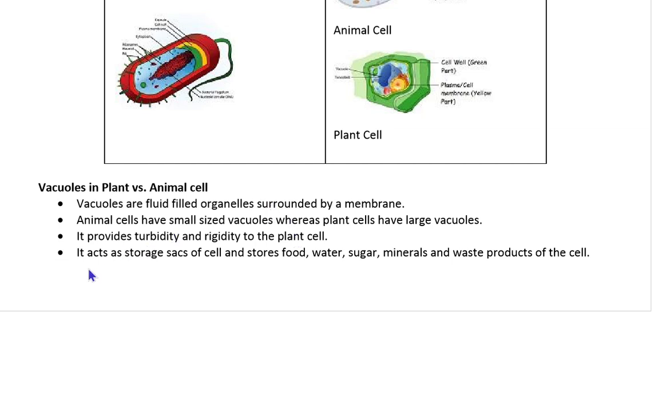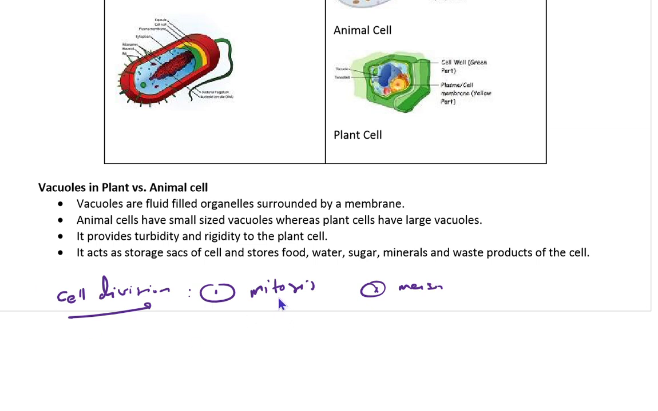The last topic of this chapter is cell division. So when a cell divides to form two new daughter cells, it is called cell division. So it is reproduction of cell, and there are two methods of reproduction of cell. One is mitosis and second is meiosis. So we will see this in the chapter.